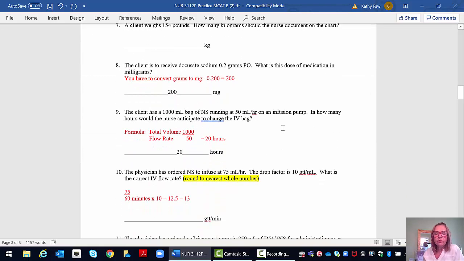The next one is the client is to receive doxycycline sodium, 0.2 grams PO. What is the dose of the medication in milligrams? So you're going to have to convert grams to milligrams. So how do you do that? You take and move that decimal. So you're going to go 1, 2, 3. That's 200 milligrams. You move that decimal to the right, so it would come behind the 200. So that is your 200 milligrams, all right?